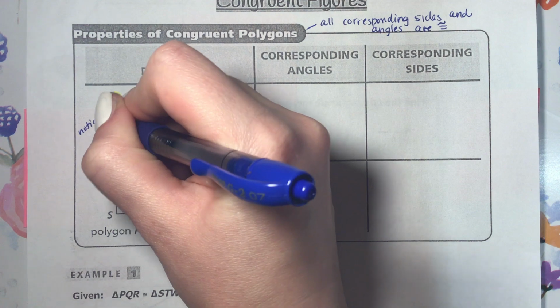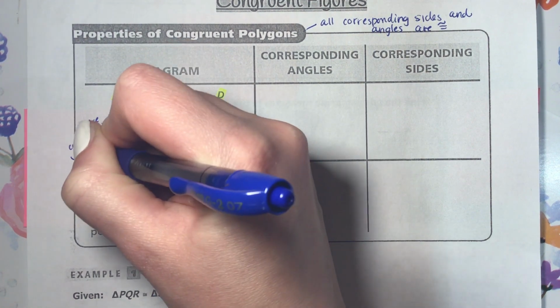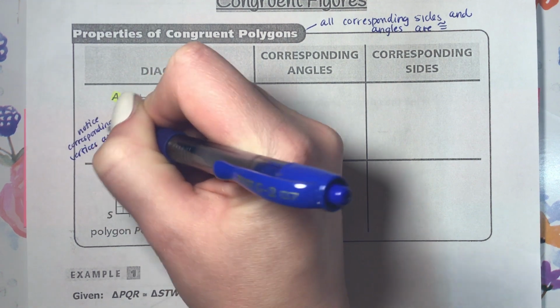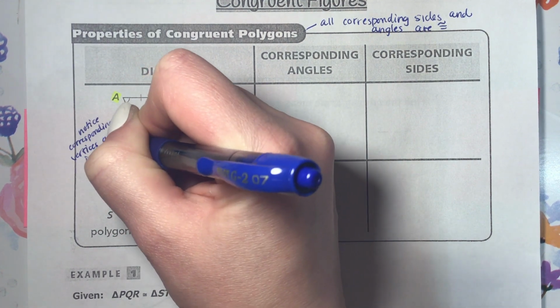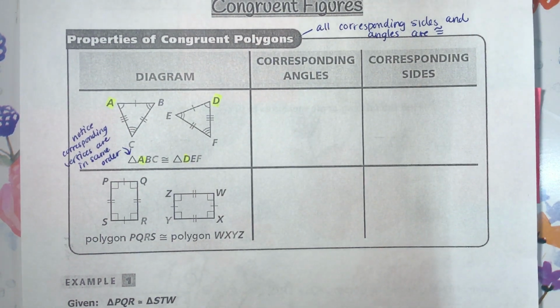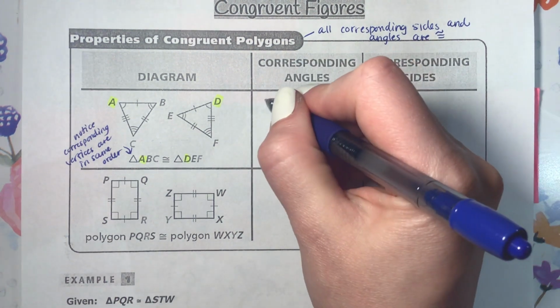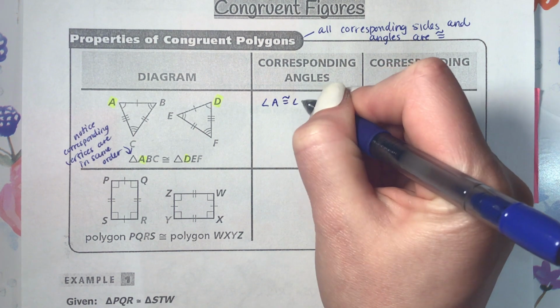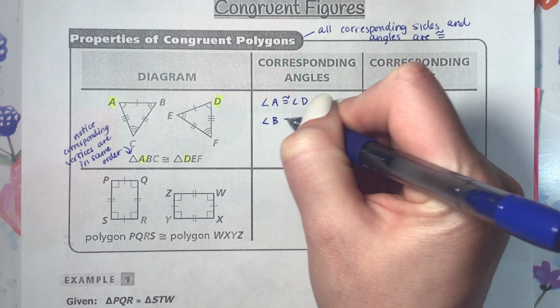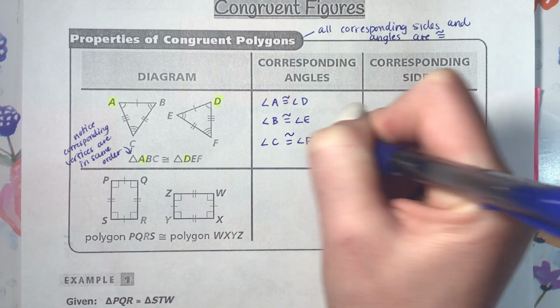Notice corresponding vertices are in the same order. And that's going to be like that for every shape that you have that is congruent to something else. So now we're going to do our corresponding angles. We can look at the image or we can look at our congruency statement. So I know that angle A is congruent to angle D, angle B is congruent to angle E, and angle C is congruent to angle F.